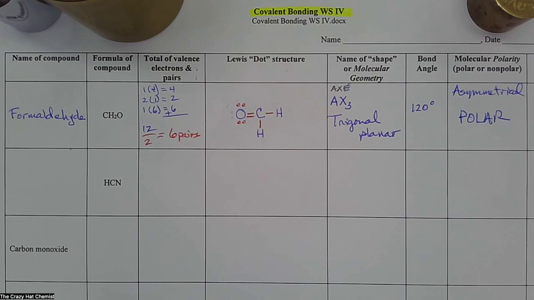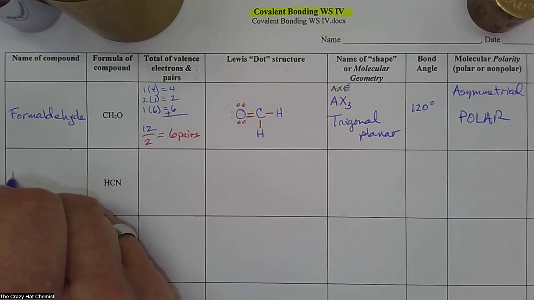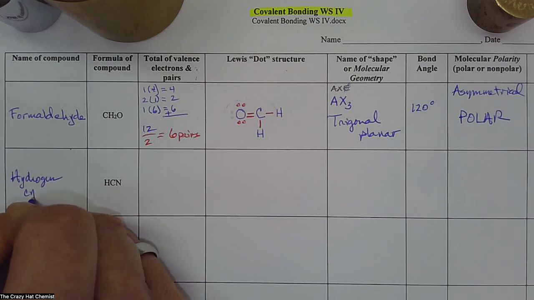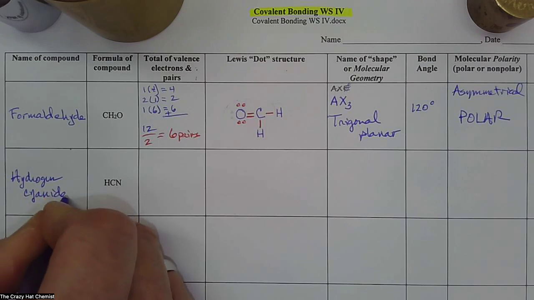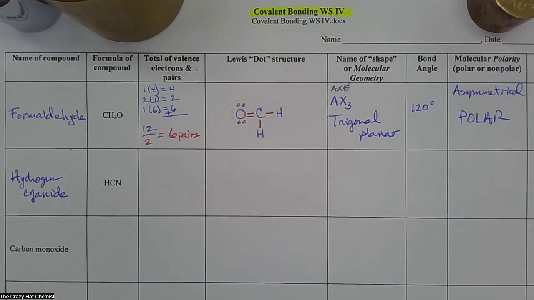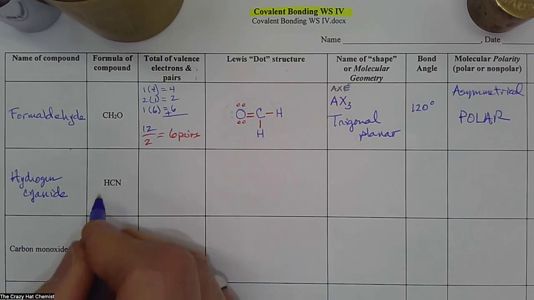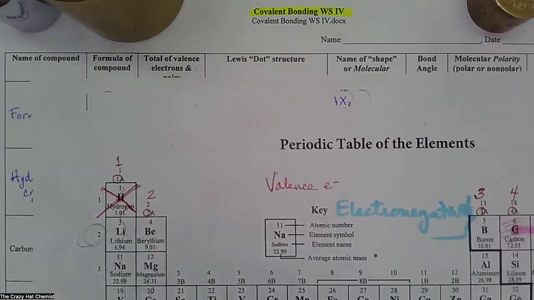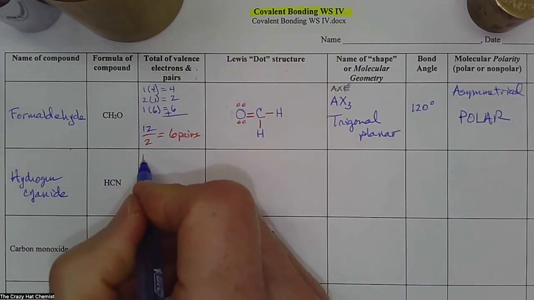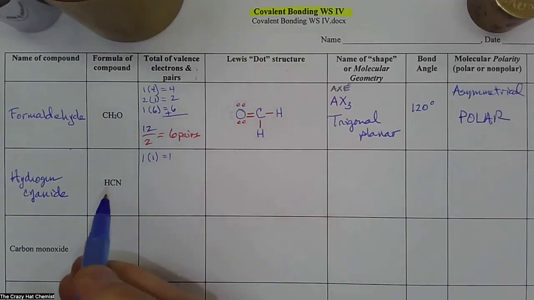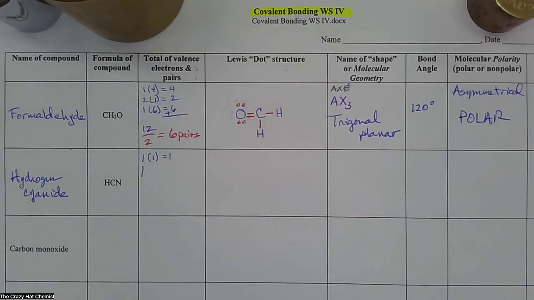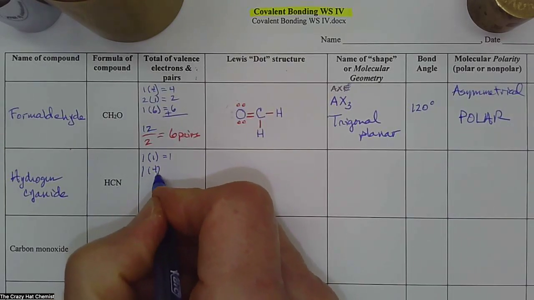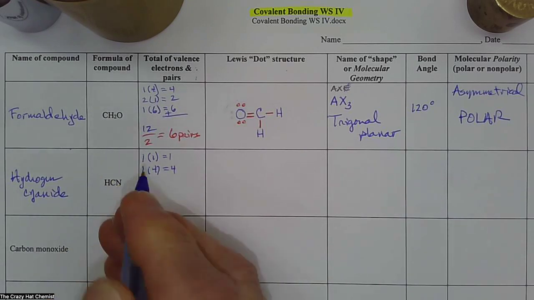All right, the next one is hydrogen cyanide. It's a very toxic gas, by the way, bad stuff. Okay, so hydrogen, there's 1 hydrogen. How many valence electrons in hydrogen? Well, as always, there's 1. So that's 1 times 1, that's going to equal 1. Carbon, there's 1 carbon. Valence electrons in carbon, 4. That's 4 equals 4. Nitrogen, there's 1 nitrogen.